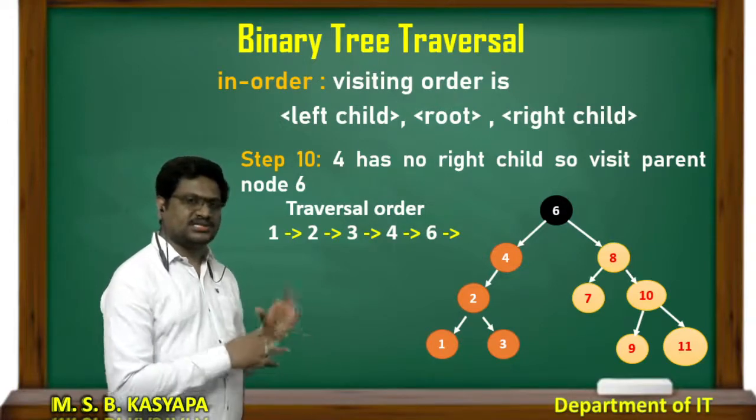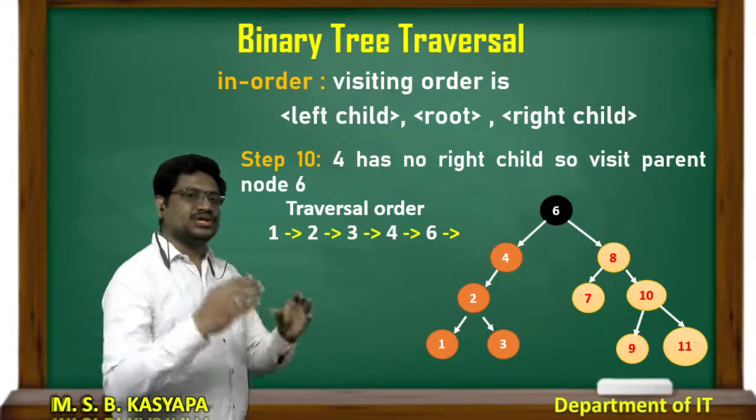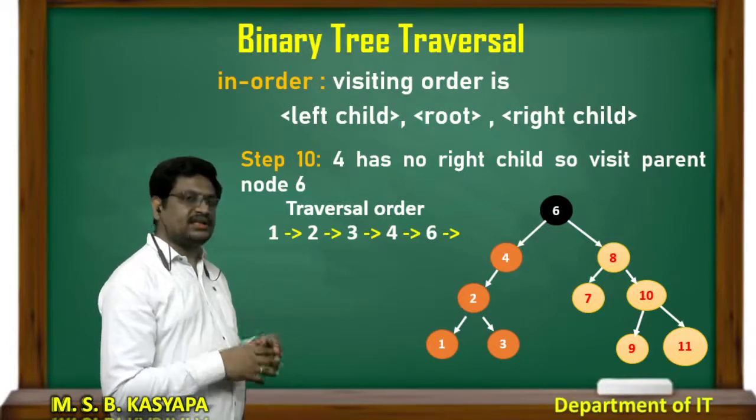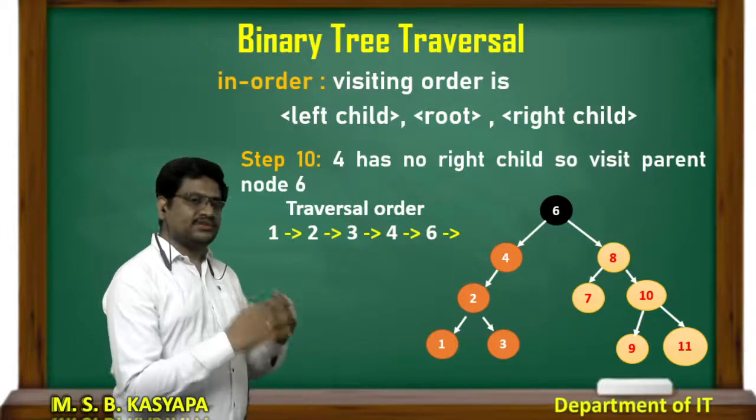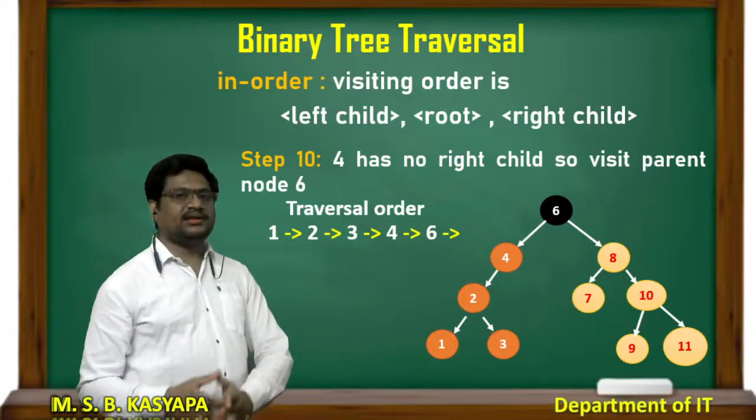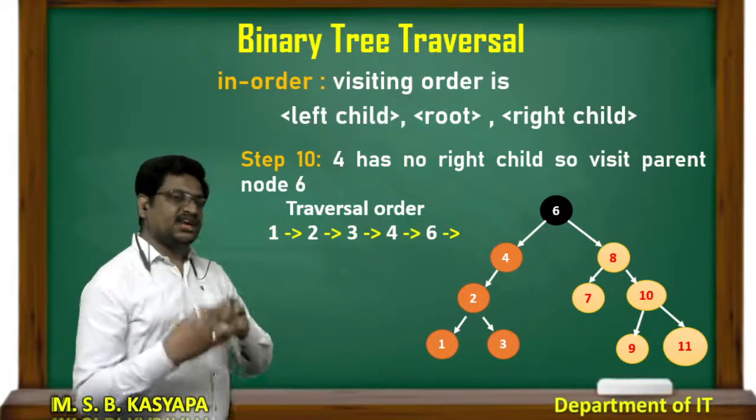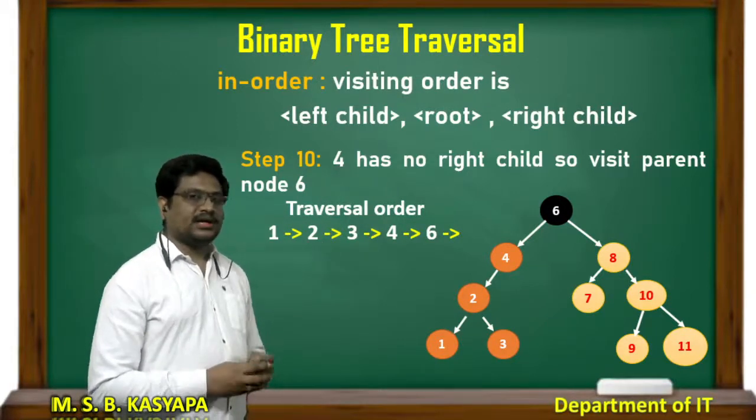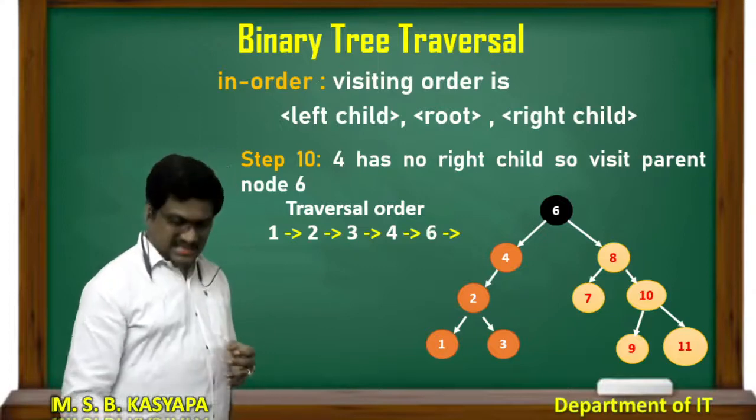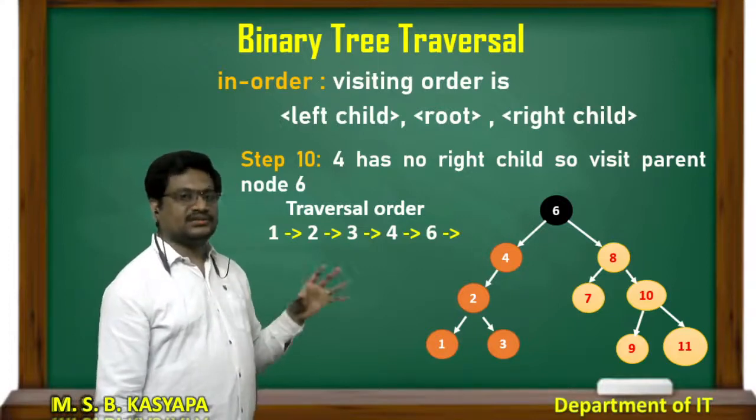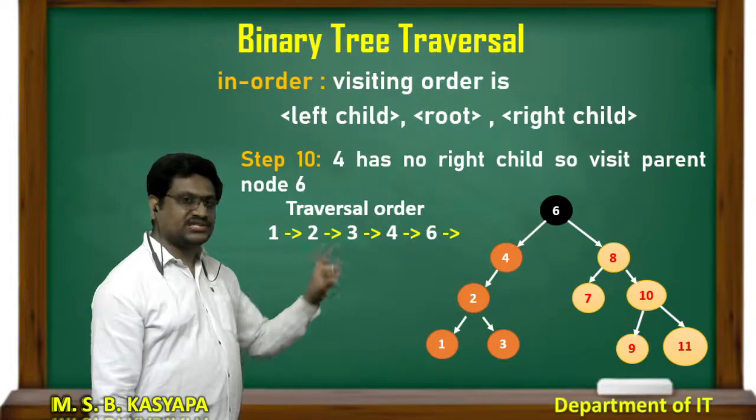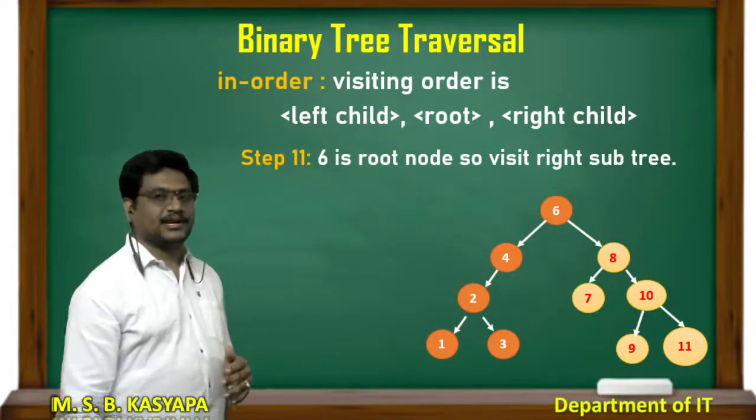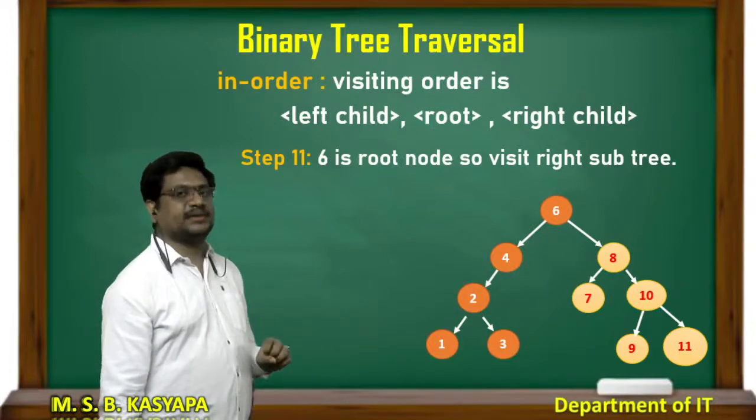The same process continues until the last node. Checking whether the left child is visited or not. If it is visited, then I have to visit the parent node. After visiting the parent node, I need to check whether it has any right nodes or not. If it doesn't have any right child, I have to move to the parent. Okay. Now, if you check 6, 6 is a root node. So the root node's left child is already visited and the root node is visited. Then after the third property, I have to visit the right child, the right subtree.